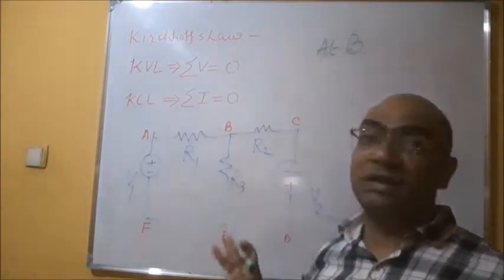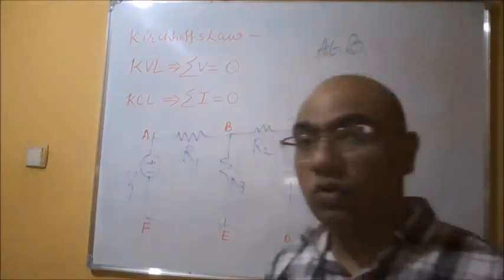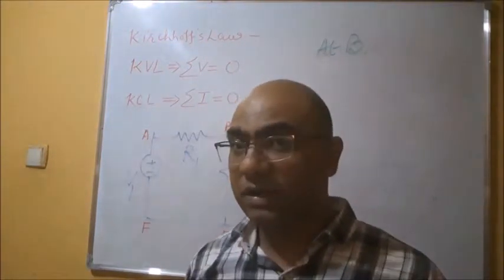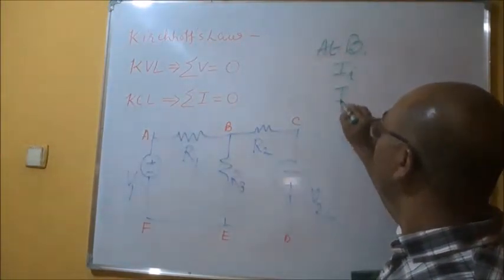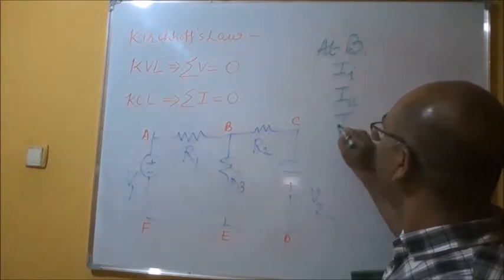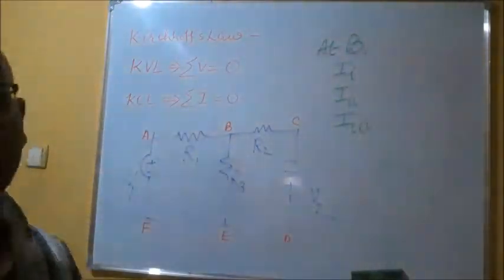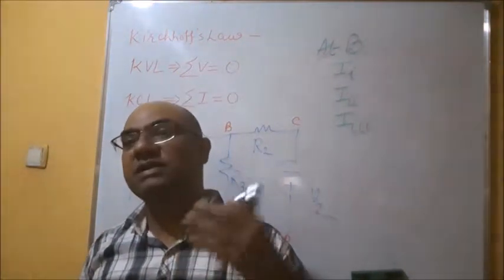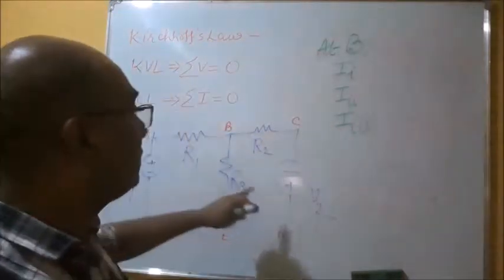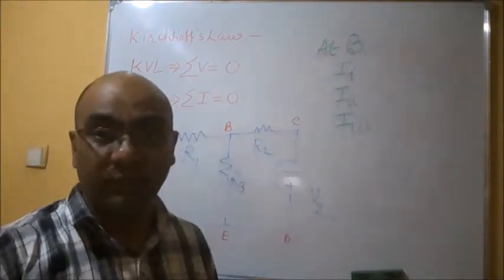At junction B, three branches are connected: 1, 2, 3. If three branches are connected, there would be three currents, 1, 2 and 3, going from one side to another side. I am not talking about the direction now; that we will discuss later. So the currents in all the three branches are I1, I2 and I3.